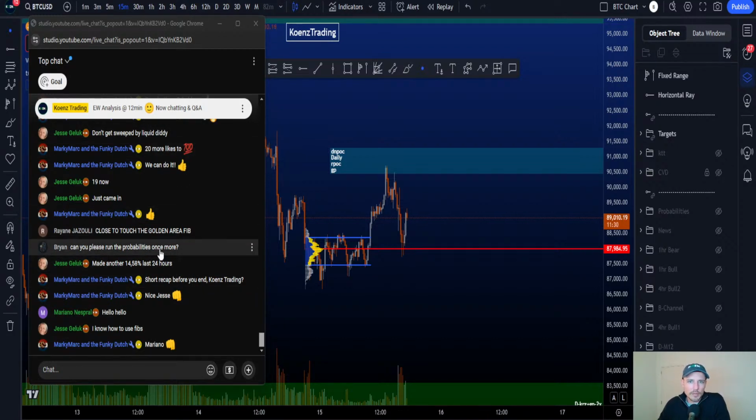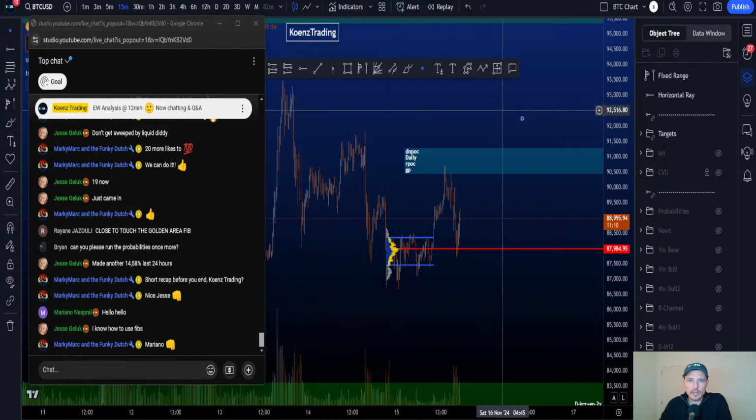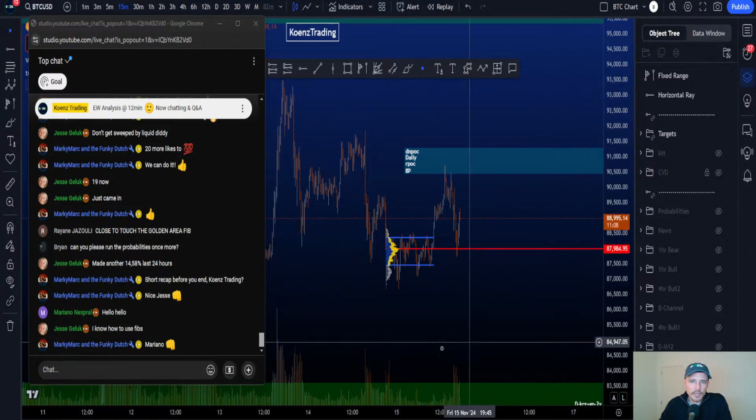Can you run the probabilities once more? Yes, on a weekly time frame, bullish. Daily time frame, also bullish. Those haven't changed. On the 4-hour time frame, currently the probabilities are higher to look for a bigger wave 4, because of this move up having a higher probability of being a 3-wave structure. So naturally, you therefore look at a bigger 4, so a bigger range.